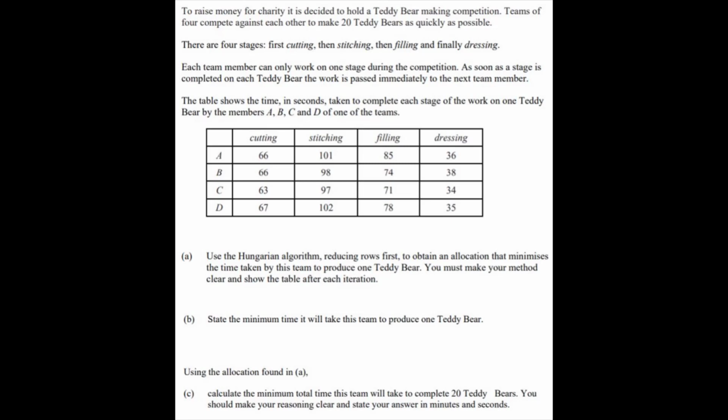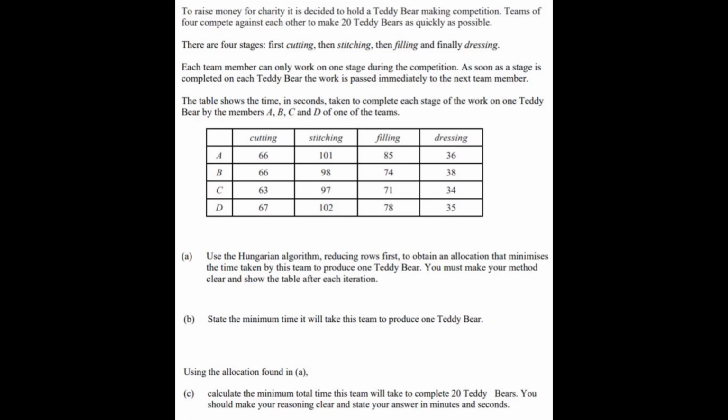We're raising money for charity. There's a lot of context here that we might not need all of straight away. There's 4 stages: cutting, stitching, filling and dressing to making a teddy bear, and a charity event is to make 20 teddy bears as quick as possible. There's 4 members of a team, A, B, C and D they're called in this case, and each of them's got an allocation on how many seconds it takes them to do each of the jobs.